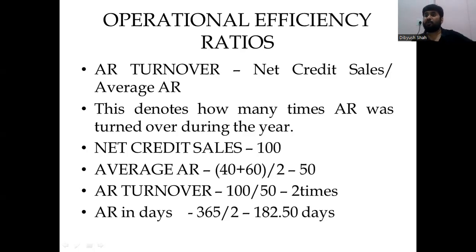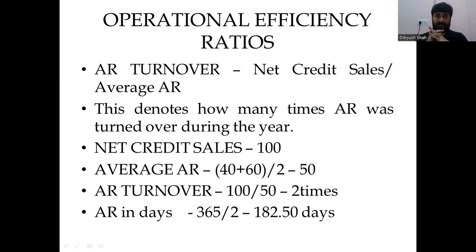So this ratio clearly indicates how many times during the year you were able to turn over, or in simple language, collect your accounts receivable outstanding. So the closing accounts receivable represents the portion of credit sales which is not yet collected or not yet turned over. Now, what is the formula for this?